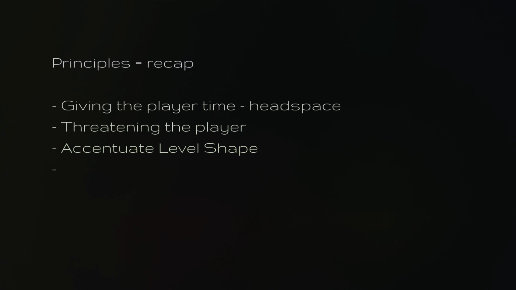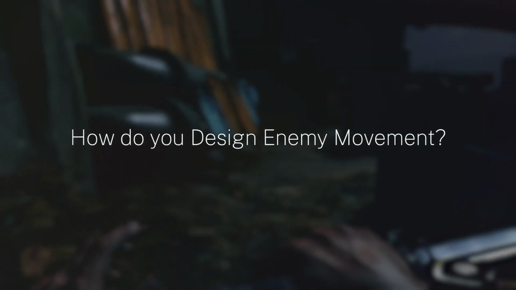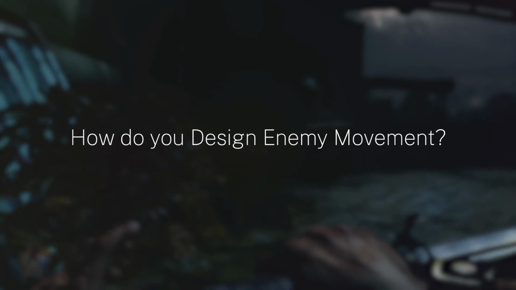And then we've got Interplay, dynamic push and pull interactions going on. Then we've got the critical path, which is how we know where to put enemies and what to do. Then we have multiple movement patterns, which is where enemies move between different patterns. And then we have multiple enemies in an encounter and how to compose that encounter to make an interesting, synergistic relationship.